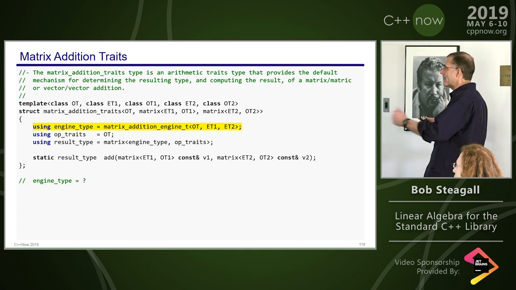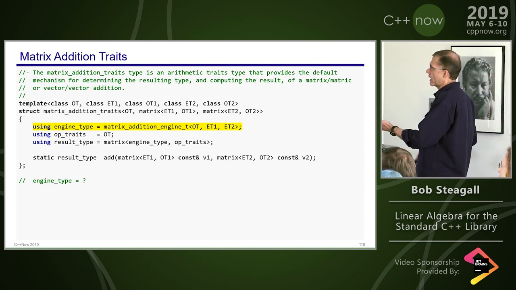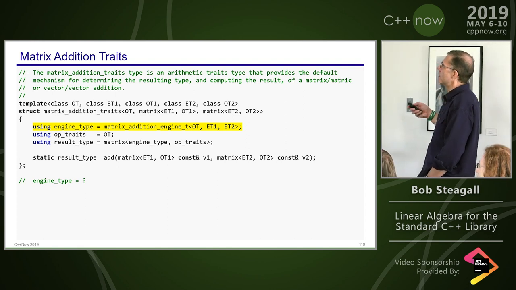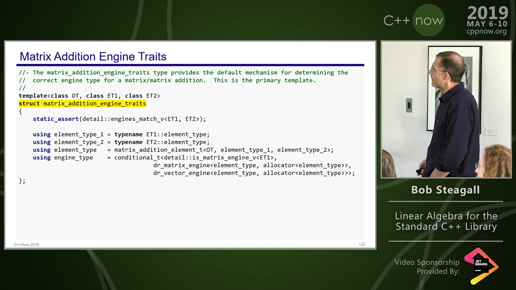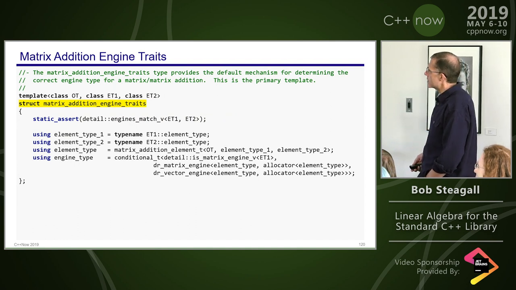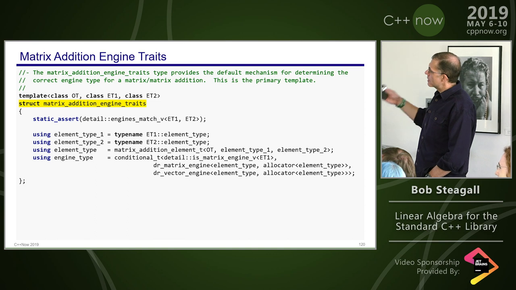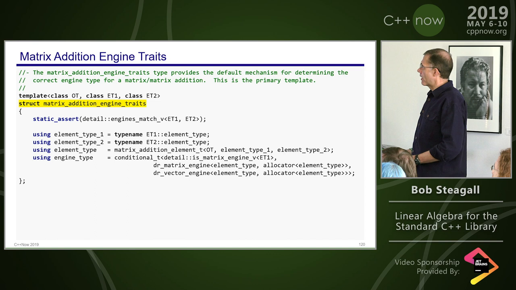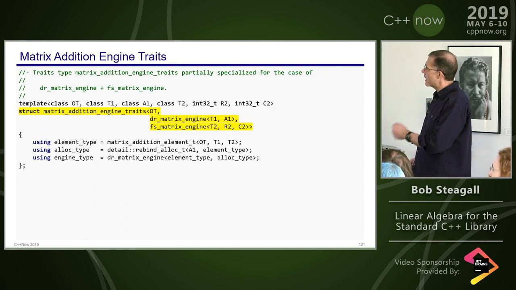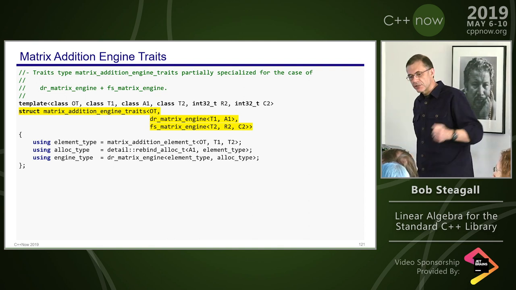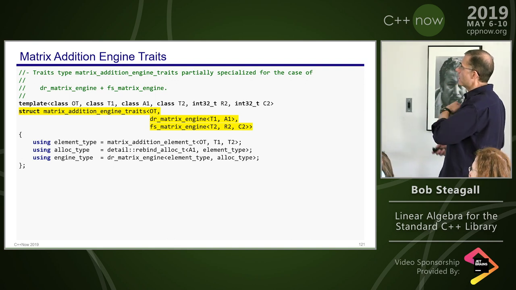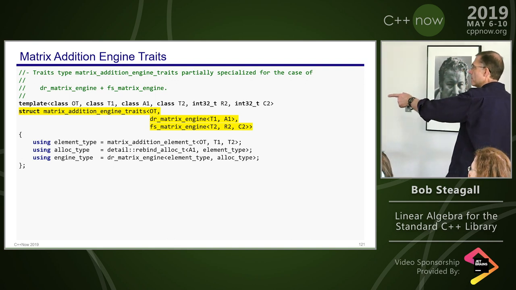But before I can add them, I need to know what's the resulting engine type, right? So I'm going to drop into matrix addition engine traits. This is the base class template. This template is applied when the system doesn't know what the two types of engines are. But as it so happens, we have a partial specialization in the library for the case where the left-hand operand is a dynamically resizable engine and the right-hand operand is fixed size. Great. This partial specialization is the one that's going to get matched.